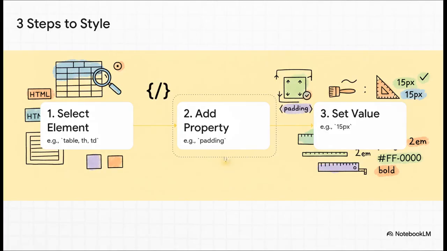And the great news is, styling with CSS is basically a simple 3-step recipe. It's always the same. First, you select what you want to style. Second, you pick a property, which is how you want to style it. And third, you give it a value, which is how much. That's it. Select, property, value.